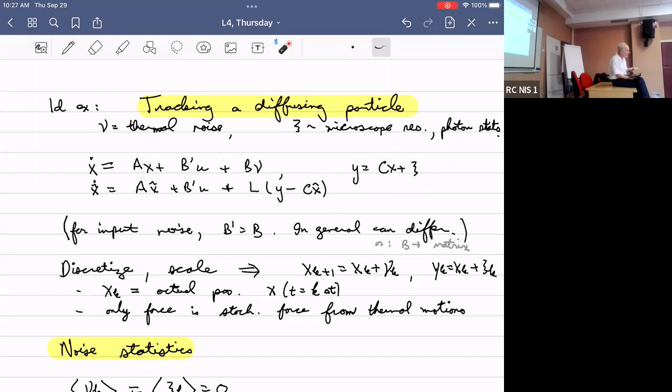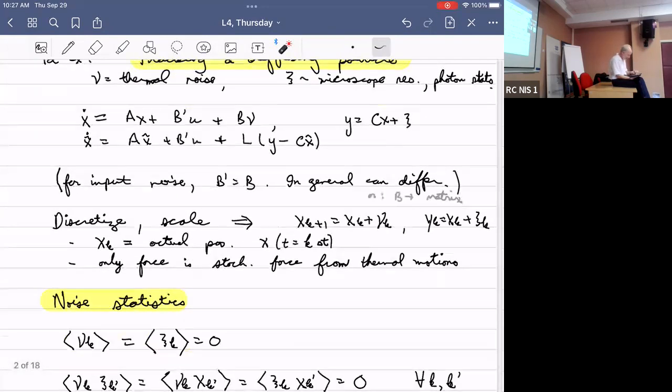A lot of what I'll do, I'm going to be going back and forth between discrete dynamics and continuous dynamics. And there are some subtleties in exactly what's the right way to do it, but let's just be informal and think of just naively discretized systems.